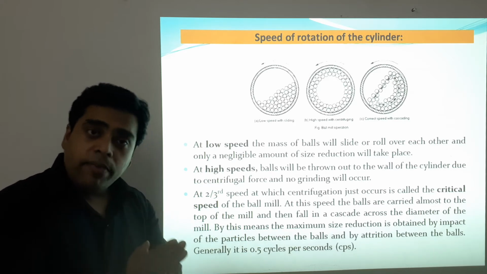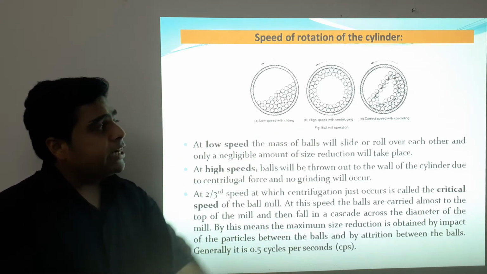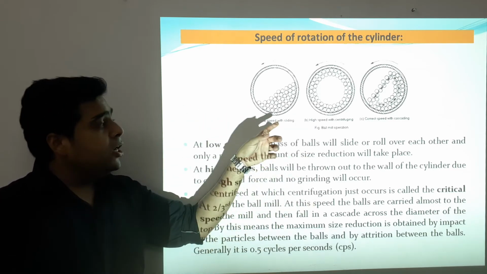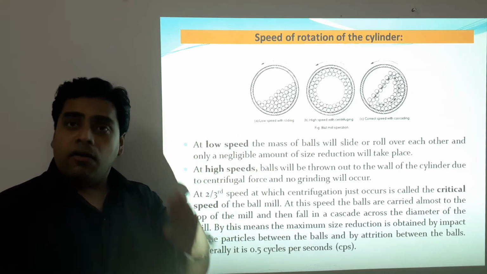So we have to make the cylinder of the ball mill rotate at a perfect or optimum speed with cascading, and low speeds, extremely low speed and extremely high speed should be avoided.